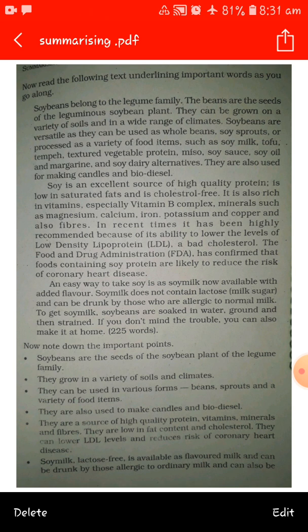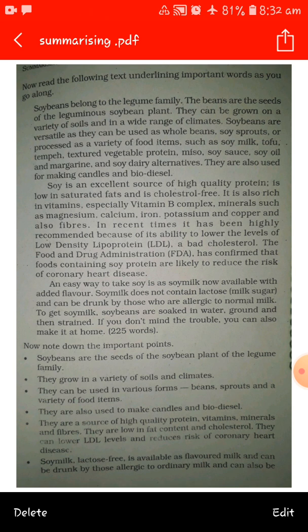Soy is an excellent source of high quality protein, is low in saturated fat, and is cholesterol free. It is also rich in vitamins, especially vitamin B complex, minerals such as magnesium, calcium, iron, potassium, and copper, and also fibers. In recent times, it has been highly recommended because of its ability to lower the levels of low density lipoprotein, LDL, a bad cholesterol.